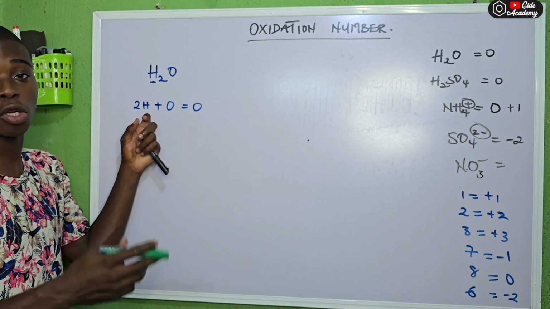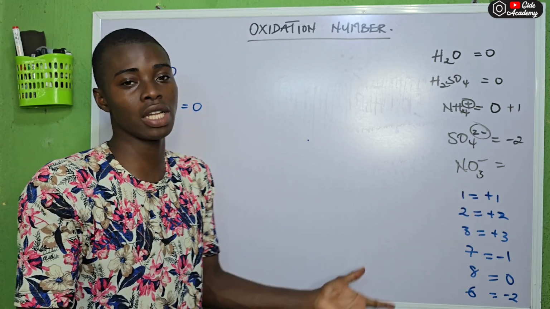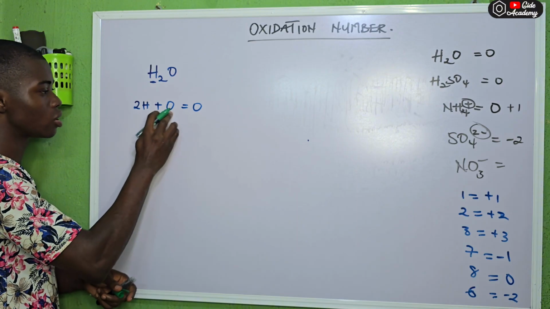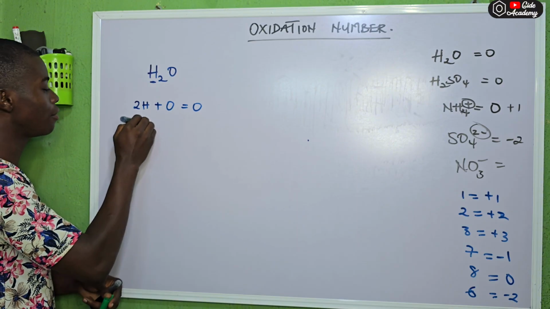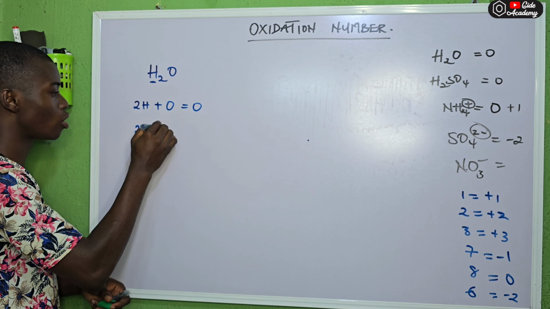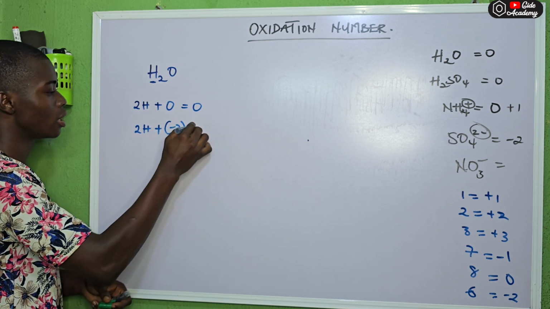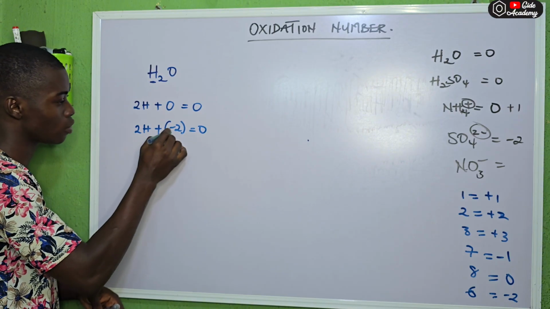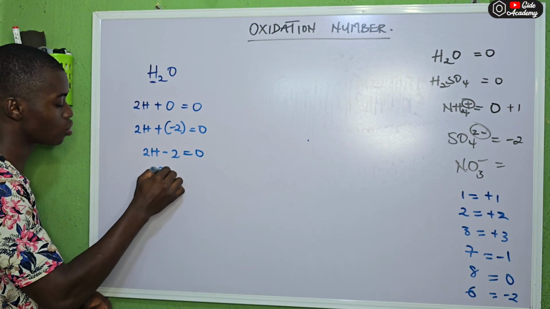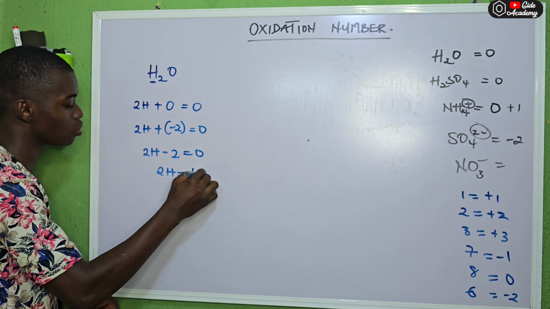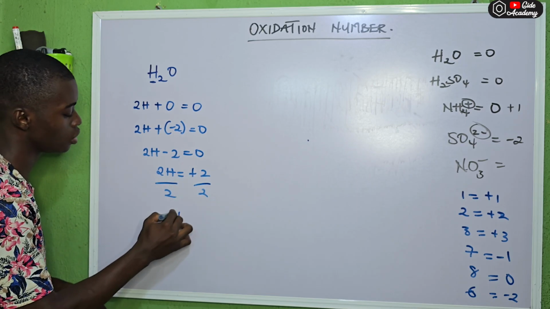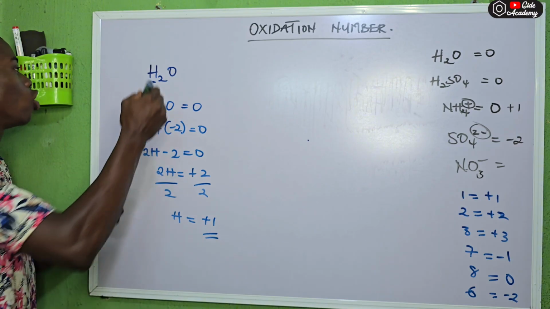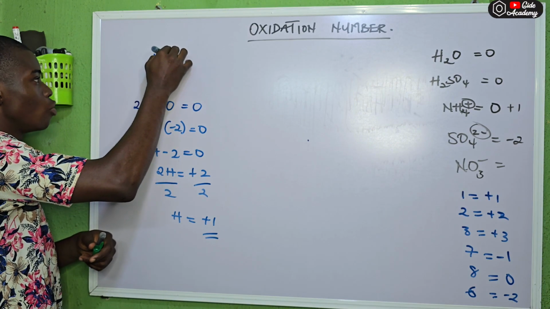We already know that hydrogen belongs to group 1, so the oxidation number there will be +1. But let's just check. We have 2H plus O equal to 0. This is oxygen, please take note. Then I'll have 2H plus oxygen, which is -2, equal to 0. That will give us 2H minus 2 equal to 0, so 2 hydrogen is equal to +2. If you divide both sides by 2, H will give us +1. That's the answer.